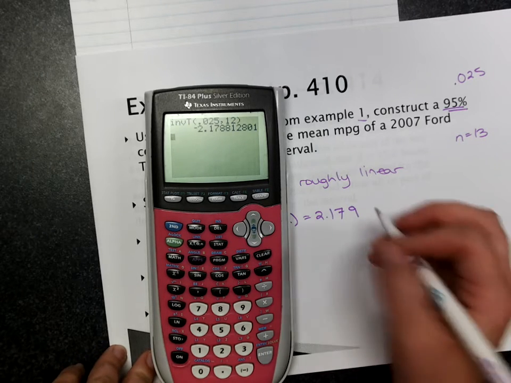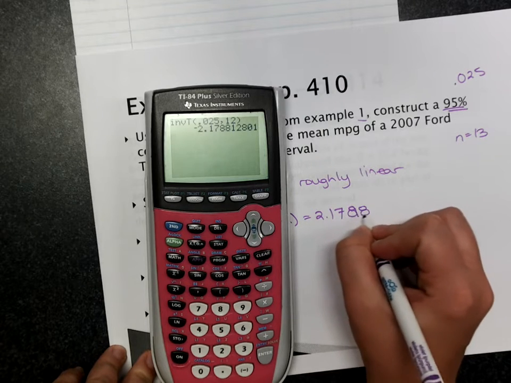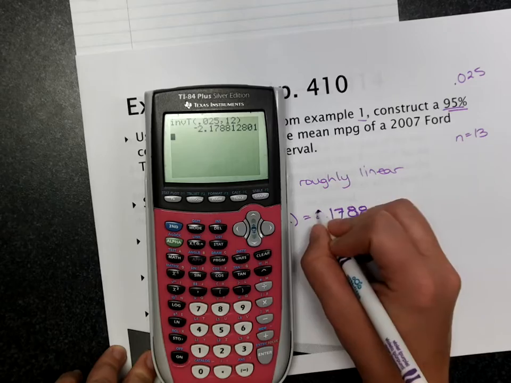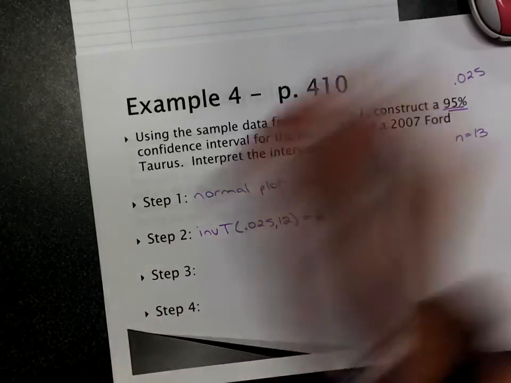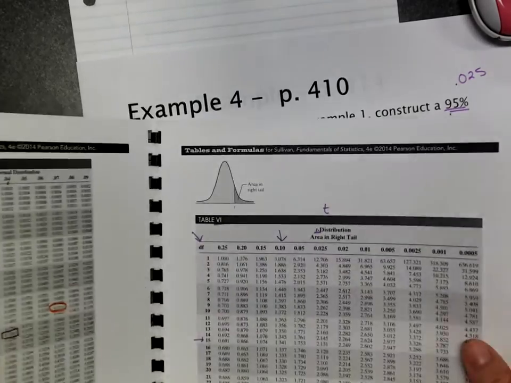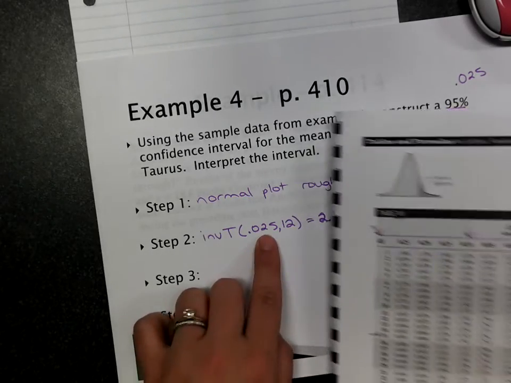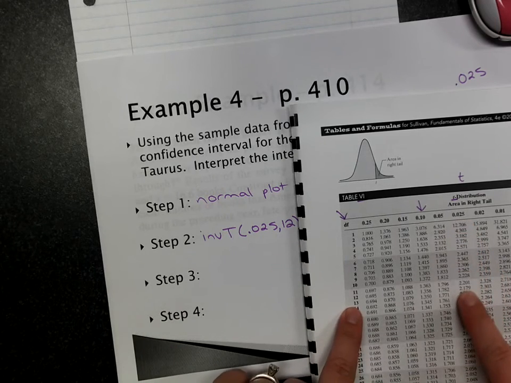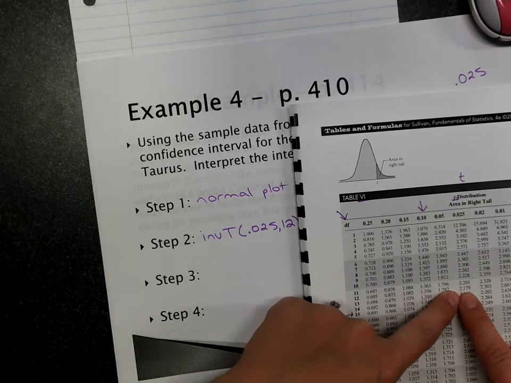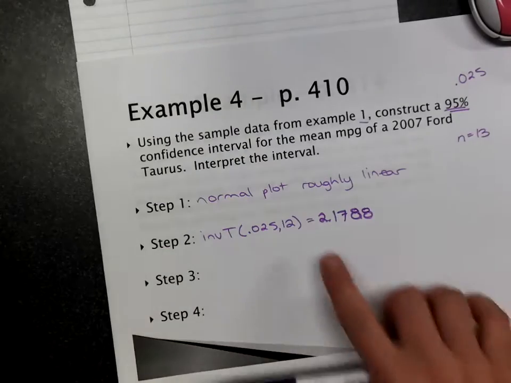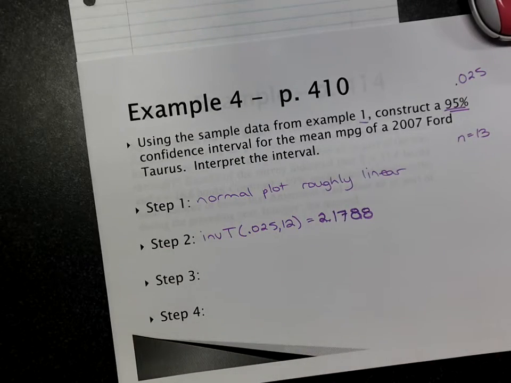Or you can put 88, if you want 4 decimal places, 2.1788. You can also look that up in the chart. Let me just show you. In table 6 at the very back, we can look up 0.025, degrees of freedom of 12, and it gives us roughly the same value, 2.179. So either way, you get roughly the same critical value.